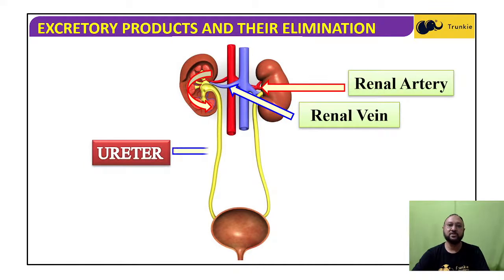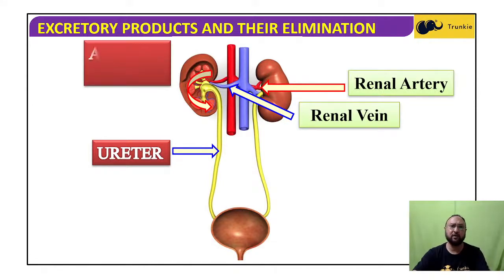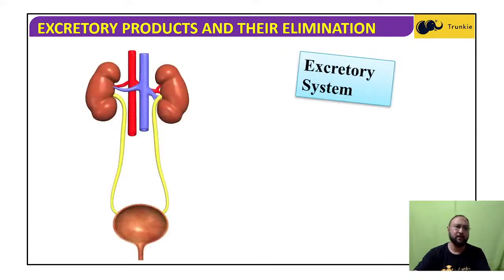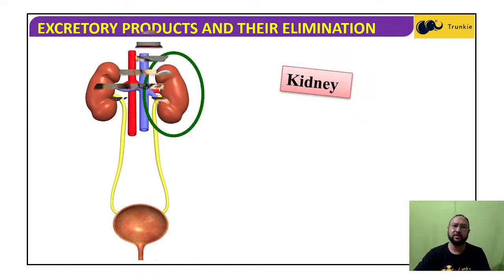The ureter is another structure leaving that deep notch, the hilum, from the kidney, going and joining the urinary bladder, carrying the formed urine. Now a pair of kidneys, you see, in the excretory system.